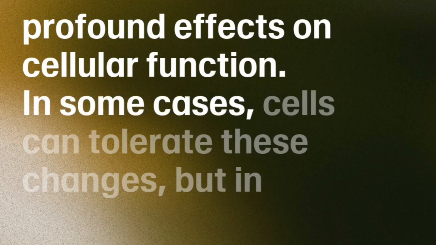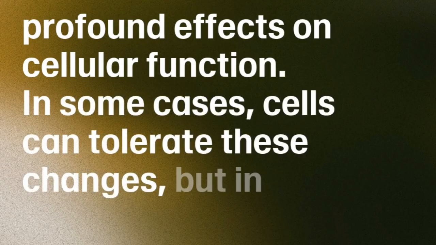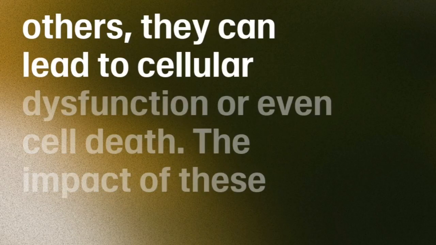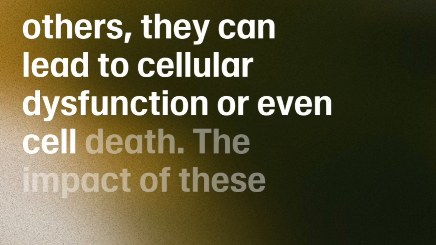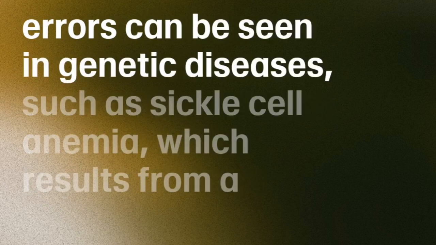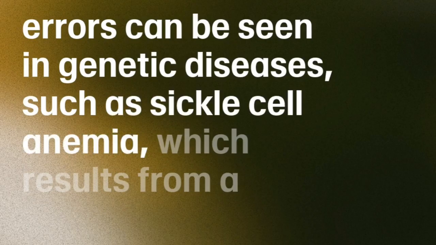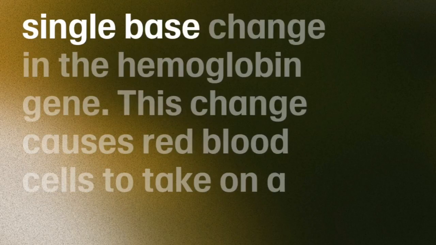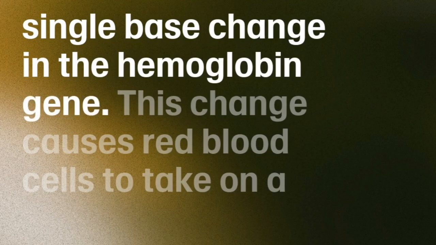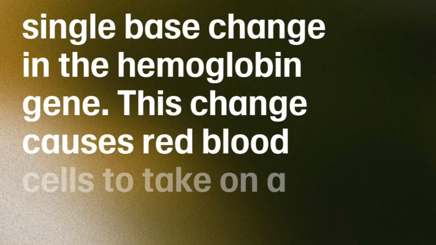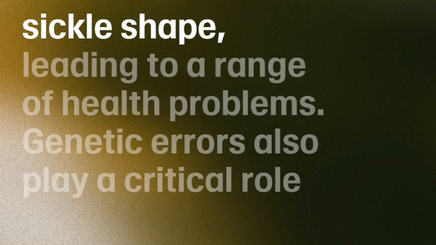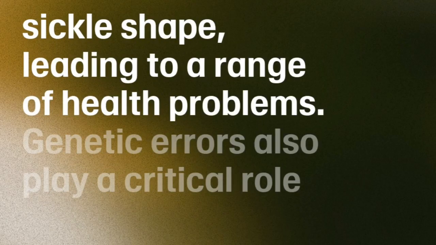In some cases, cells can tolerate these changes, but in others, they can lead to cellular dysfunction or even cell death. The impact of these errors can be seen in genetic diseases such as sickle cell anemia, which results from a single base change in the hemoglobin gene. This change causes red blood cells to take on a sickle shape, leading to a range of health problems.